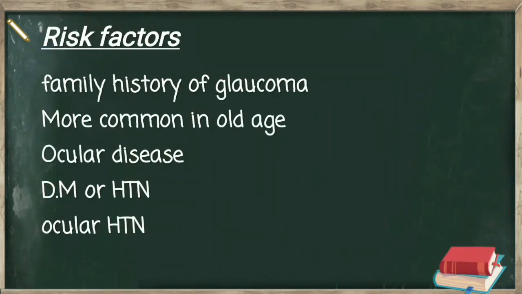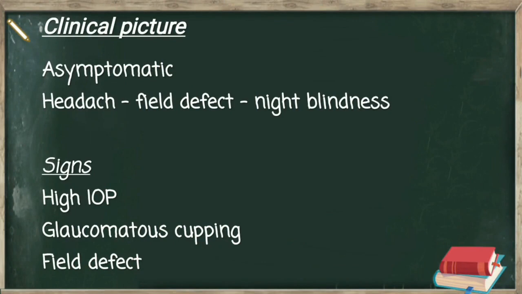The risk factors of open-angle glaucoma are family history of glaucoma, ocular diseases like ocular hypotension, or systemic diseases like diabetes mellitus or hypotension. What is the presentation of a patient with open-angle glaucoma? Actually, open-angle glaucoma is mostly asymptomatic. It is discovered accidentally when the patient comes to the doctor to examine his eye. But in some conditions, it may present with headache, visual field defect, or night blindness. When we examine this patient, we will find a triad of high intraocular pressure, glaucomatous cupping and visual field defect.